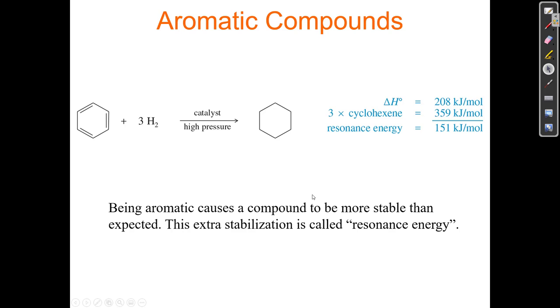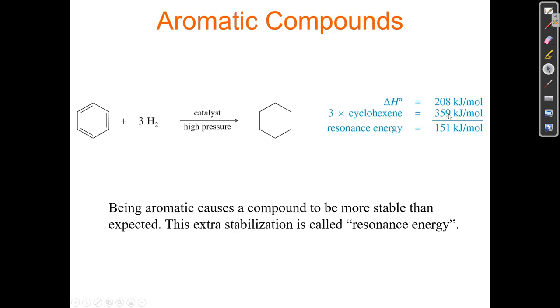So here's one measure of the extra stability that we see in benzene that we don't see in compounds that are not aromatic. So the heat of combustion of benzene is 208 kilojoules per mole, and the heat of combustion of 3 cyclohexenes, so cyclohexene, which is just a cyclohexane with one double bond, if I had 3 of them, that would be kind of equivalent to 3 double bonds in benzene. Well, 3 cyclohexenes has a delta H of 159 when we burn it.